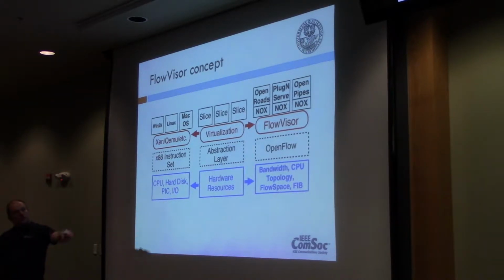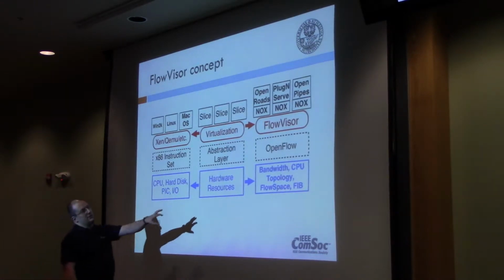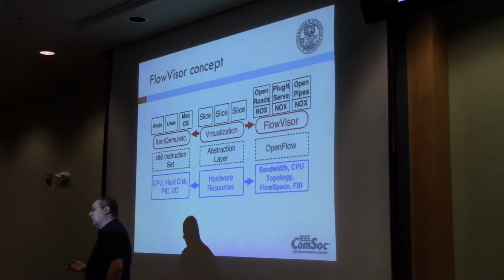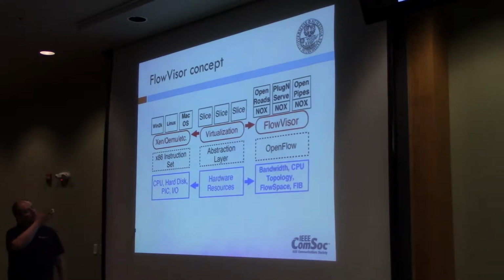The solution that I'm mentioning is on your right. You have a set of resources. You have the OpenFlow protocol. Instead of having directly the controllers, there are some examples: OpenRoads, OpenPipes, and so on. They are extensions of this NOX controller. You put FlowVisor in the middle so that all the messages that are exchanged between the controller and the infrastructure go under the control of FlowVisor. All the messages.